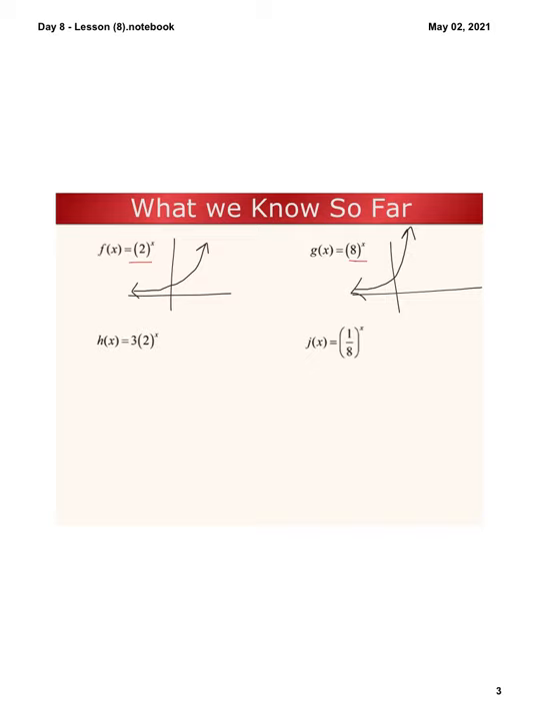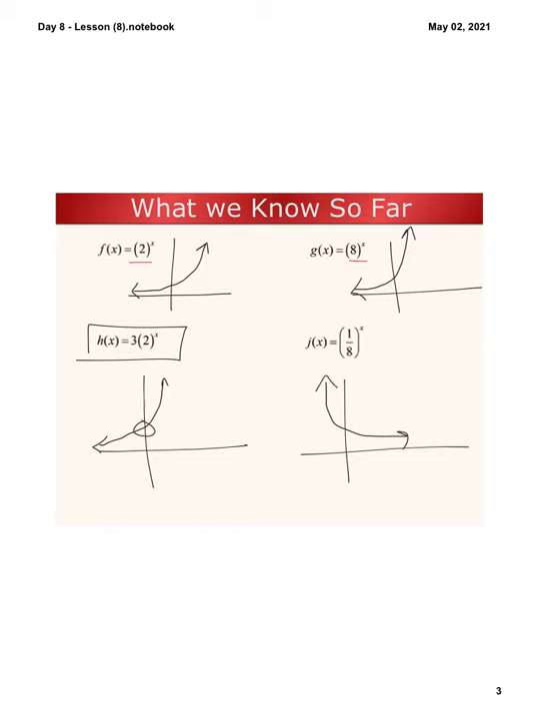Now this function h of x equals 3 times 2 to the x. This does change things. These types of functions are what we're going to be focusing on today. You're going to be able to see that this graph looks very similar to the first one, except it will have a different y-intercept. So again, this is what we're going to be focusing on today. In this last graph, j of x is equal to 1/8 to the power of x. We know that since this 1/8 is a number less than 1, this is going to be exponential, but it's going to be decreasing.